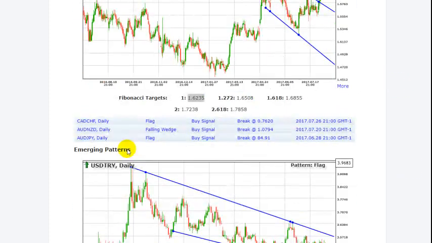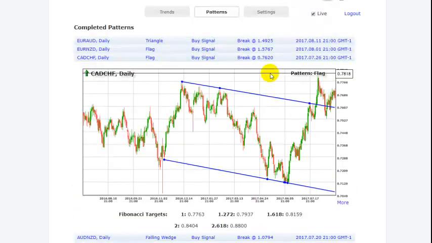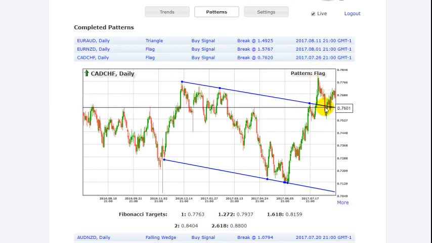All right, where else are we here? CAD CHF. It's a flag pattern, kind of ugly move, right? This is back in July 26th. So I guess it was in this area right here. We're going to move down into it because this is past the 17th. So I'll be in this move here.